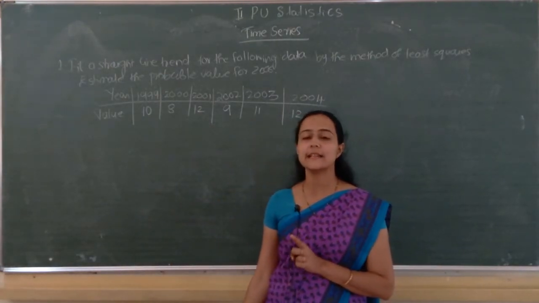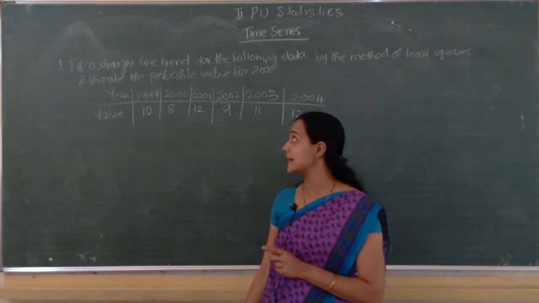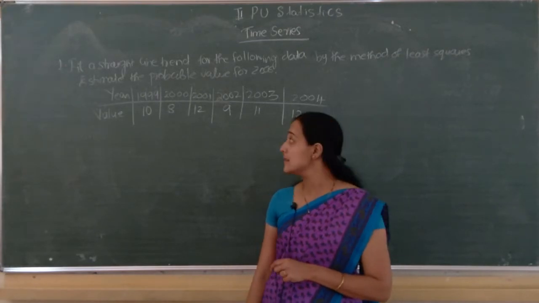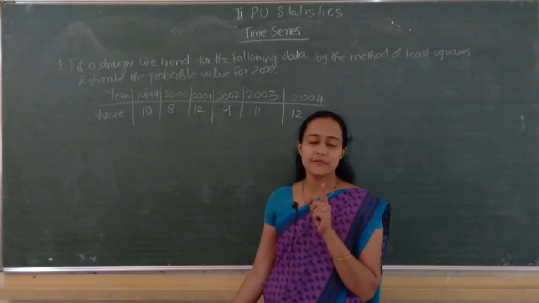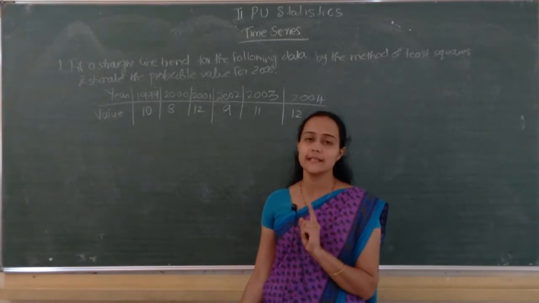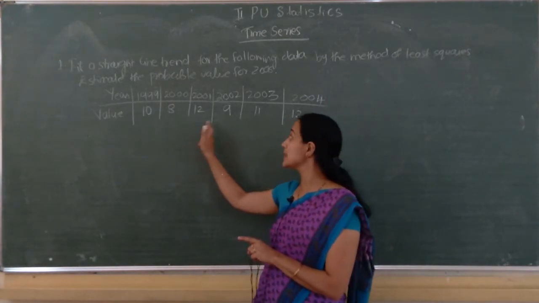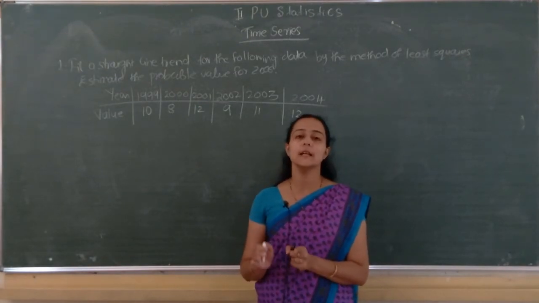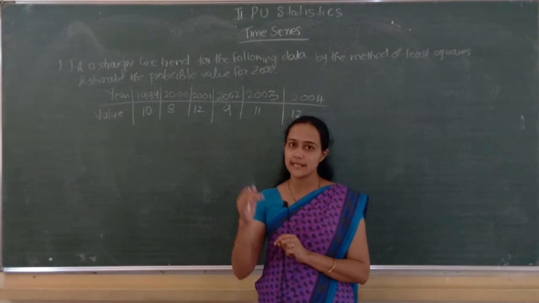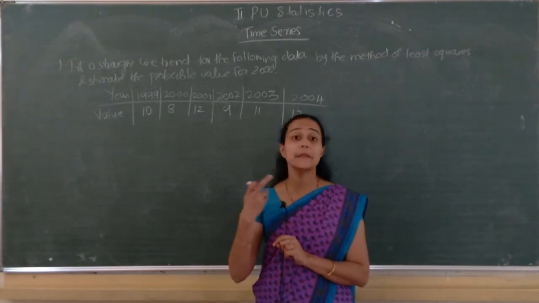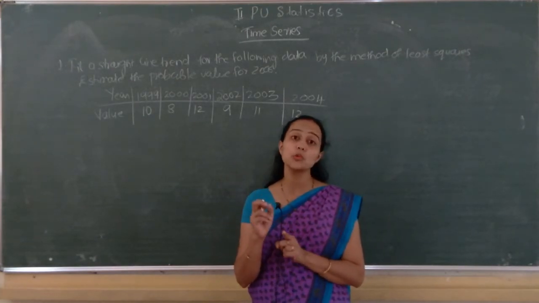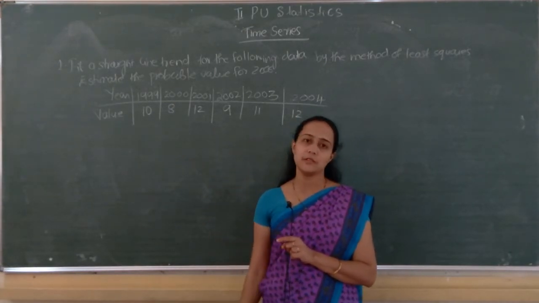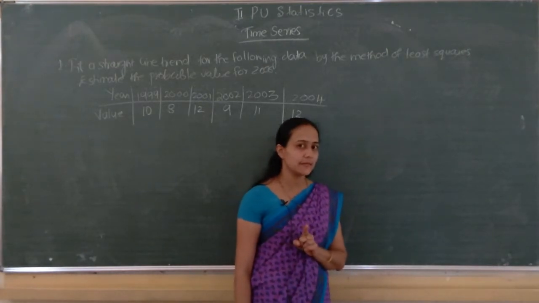Just read the question first. Fit a straight line trend to the following time series data. Estimate the probable value for 2006. First you have to see how many years are given: 1, 2, 3, 4, 5, 6. When the number of observations is even, the middlemost two time points are taken as minus 1 and plus 1. Next, not a difference of 1, it is a difference of 2: minus 1, minus 3, minus 5, and below 1, 3, 5. First we have to write that, remember.